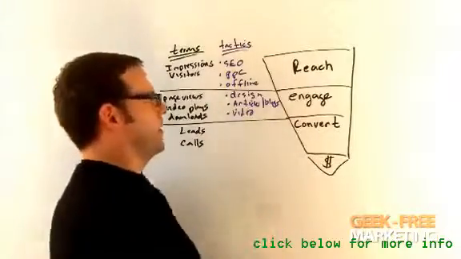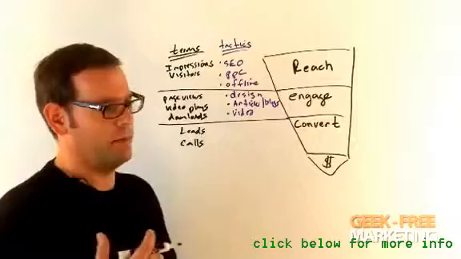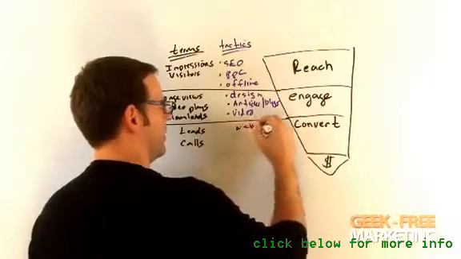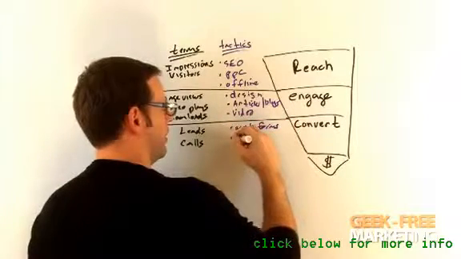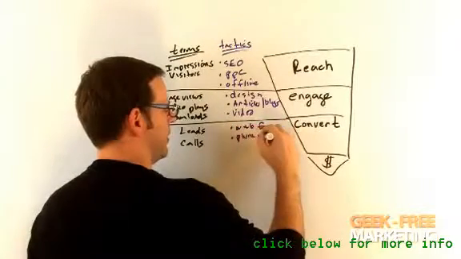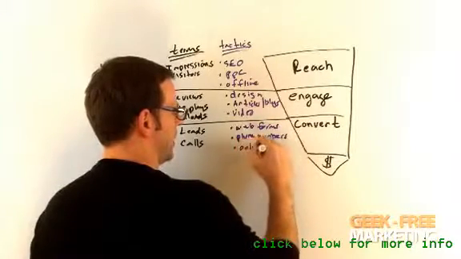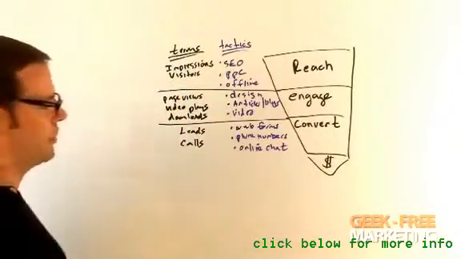Anyway, that's another tactic. How do we convert? Well, we use things like web forms. We have trackable phone numbers. We might even use things like online chat. Okay, there's a whole bunch of ways you can get conversions.